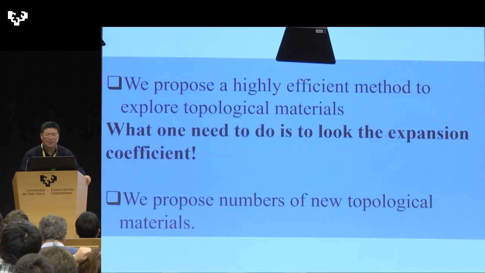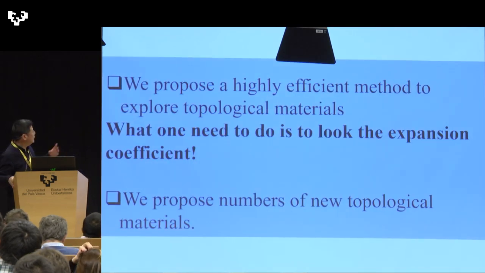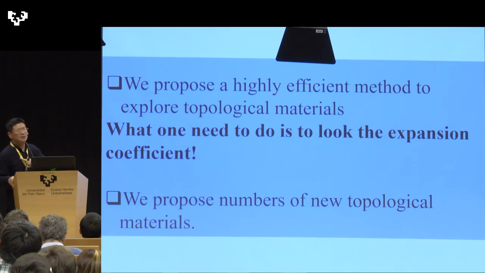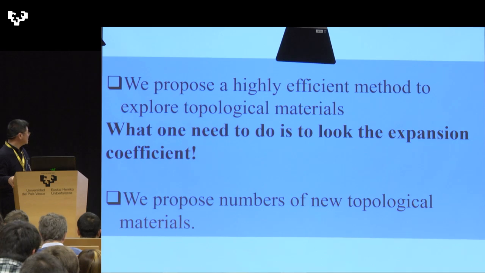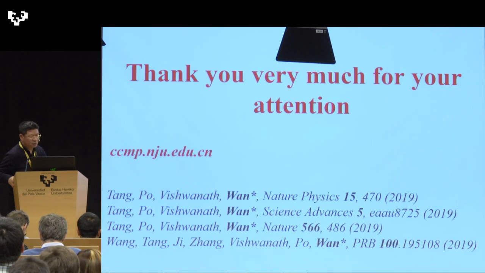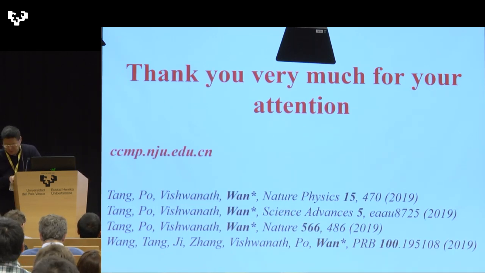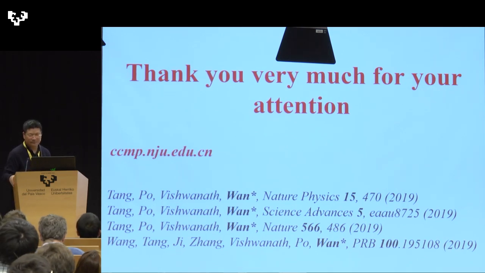So that's the conclusion. We propose an efficient method, and it's easy to use. We just look at one number: whether it's an integer or not. If it's not an integer, we take a look; if it's an integer, we don't look. That's quite simple. And we propose a lot of compounds. It's not only four papers. Recently we also finished two-dimensional materials, but unfortunately there is no big database of two-dimensional materials. Thank you for your attention.